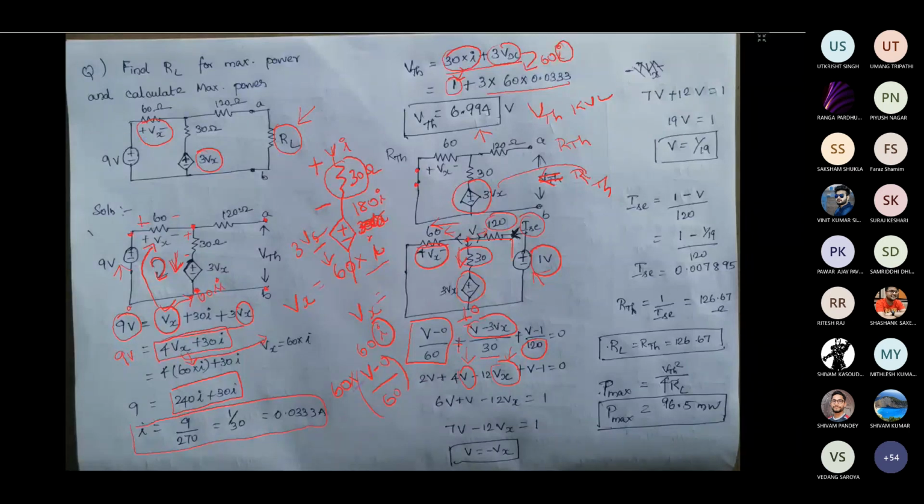60 into I, so I will be getting 60 into V minus 0 divided by 60. So I will be getting Vx is equal to V. Is it correct? I am getting Vx is equal to V. Is this correct? Can anyone answer? Is that correct or not?